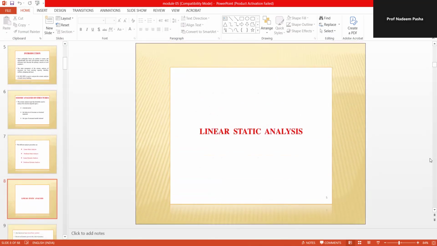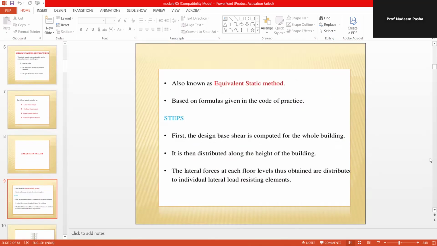First is linear static analysis, also known as equivalent static method, based on the formula given in the code of practice. So what are the steps? First, the design base shear is computed for the whole building. It is then distributed along the height of the building. The lateral forces at each floor level thus obtained are distributed to individual lateral load resisting elements.